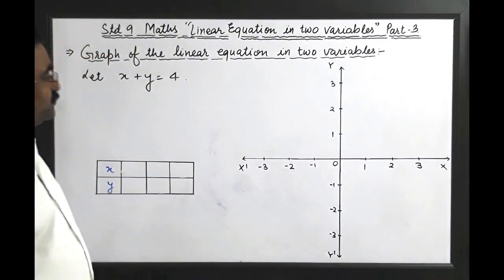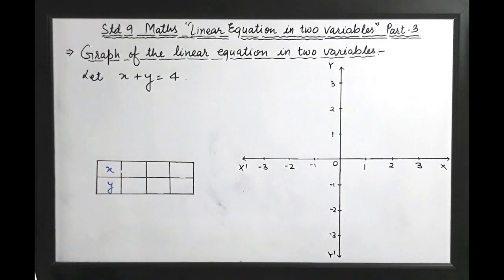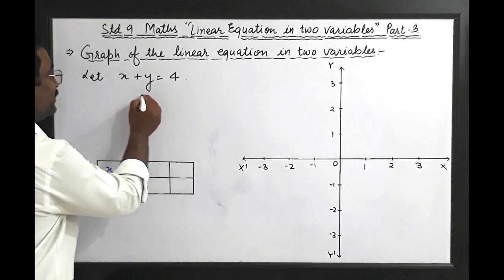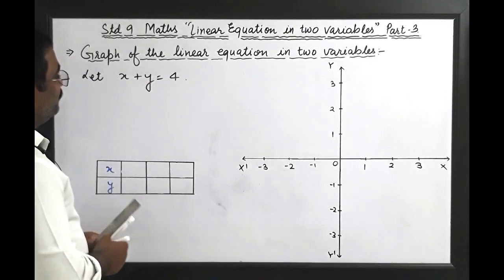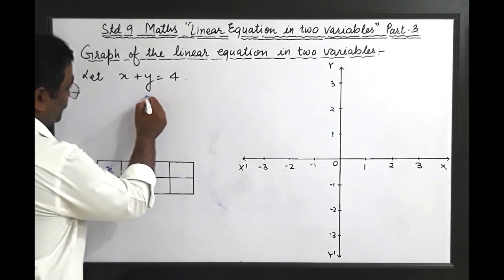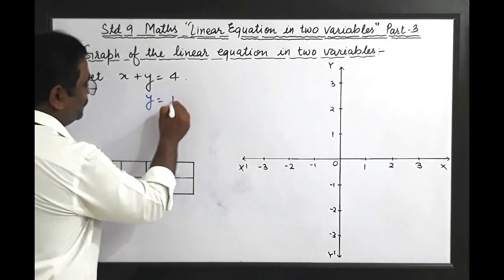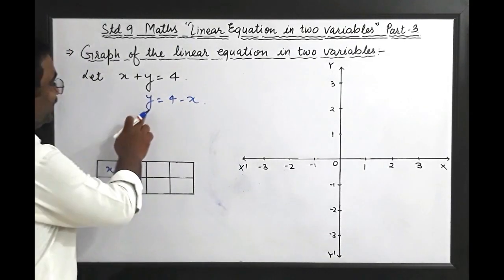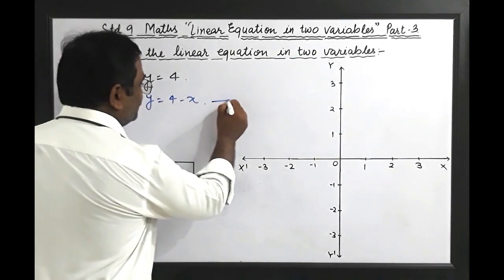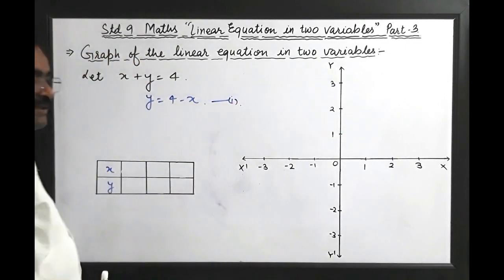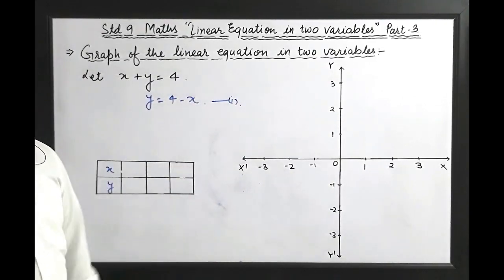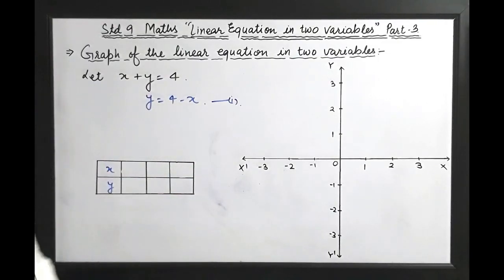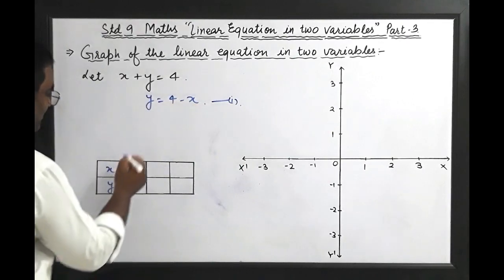So to draw the line of this equation, you have to solve to find the value of y in terms of x. So if you solve this equation, you will get y is equal to 4 minus x. Okay, after getting the value of y in terms of x, say this is equation number 1, this is the value of y in terms of x, then let us find out the different solutions of this equation.